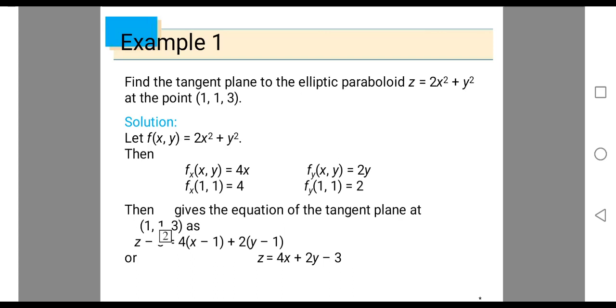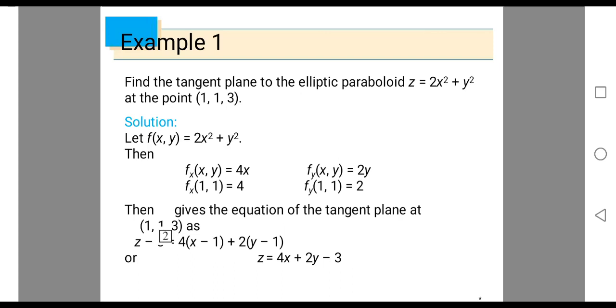Right? We can see that we plugged in the values over here, and now we're going to simplify it down, and we're going to have our z is equal to 4x plus 2y minus 3. So that's kind of our answer for example 1. So this is how it works, right?